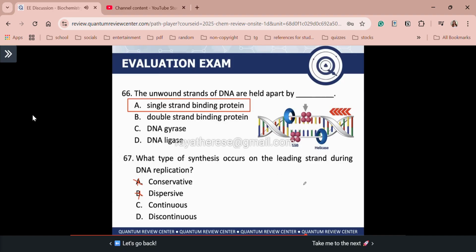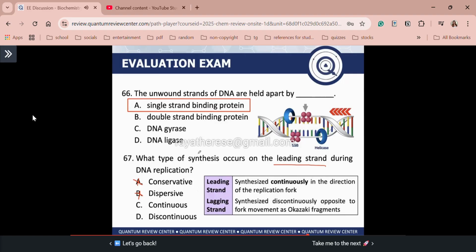So sir, how about dispersive? So incorrect din siya because again, your dispersive replication would mix old and new DNA segments throughout both strands. So meaning, nag-mix and match, class, in one uniform strand or in one single strand. So between continuous and discontinuous, of course, we are just particular to leading strand. In the leading strand, ayan, it is continuous. But in lagging strand, discontinuous. So class, again, we are asked about the leading strand synthesis and thus our answer is continuous. Okay? So I hope it's clear for number 67. Our answer is letter C, continuous.